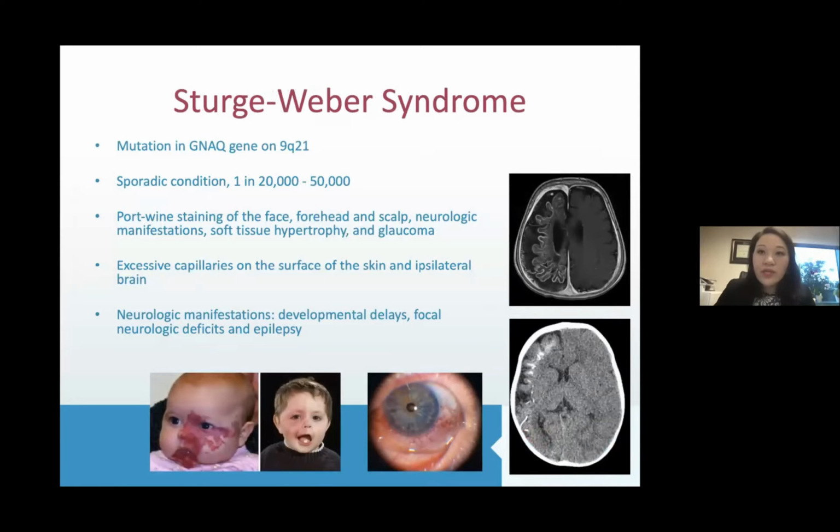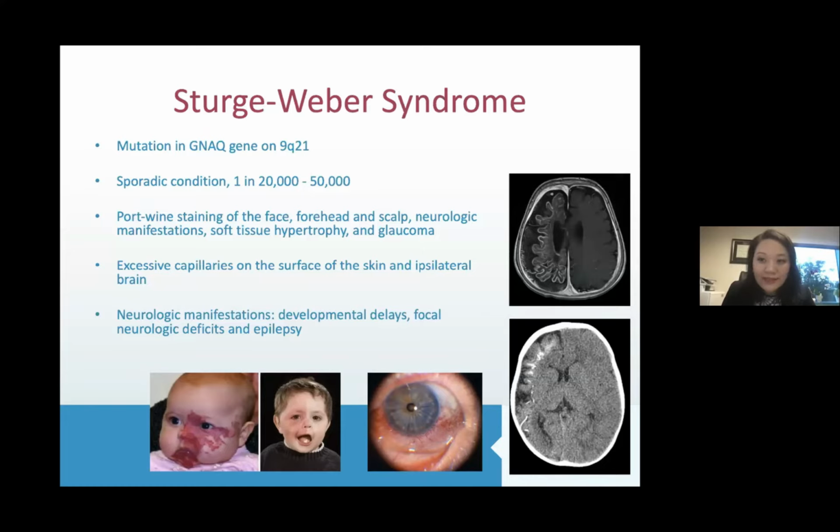Moving on to another disease leading to epilepsy in the pediatric population, we have Sturge-Weber syndrome. Sturge-Weber syndrome is less common than TSC, but you'll probably encounter this at some point in your careers. But it is a mutation on the GNAQ gene on 9q21. It's a sporadic condition occurring in 1 in 20,000 to 1 in 50,000.